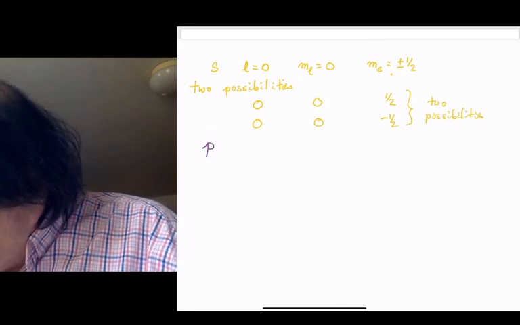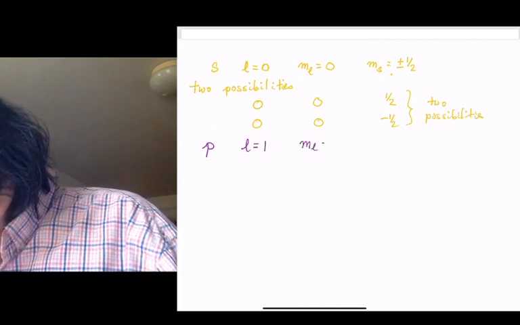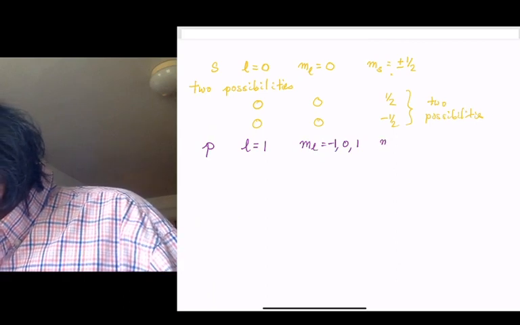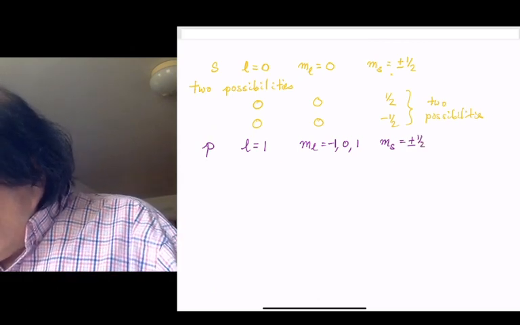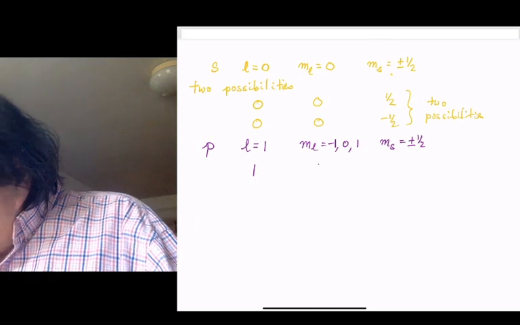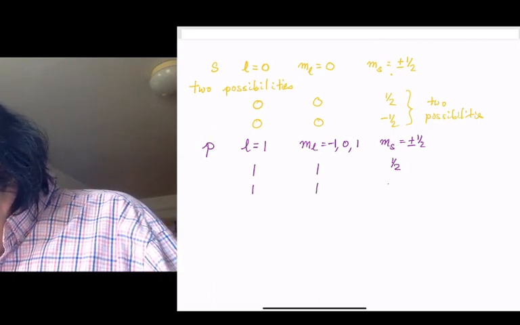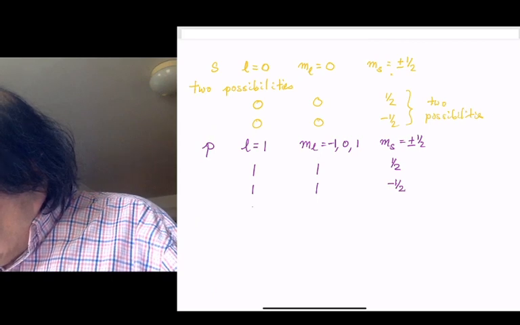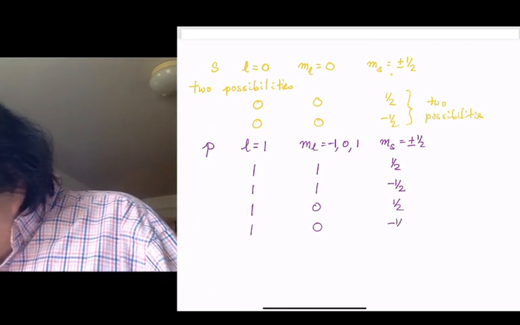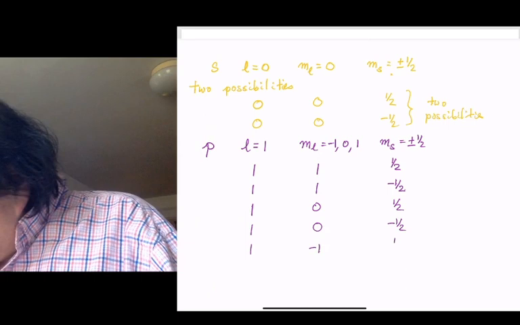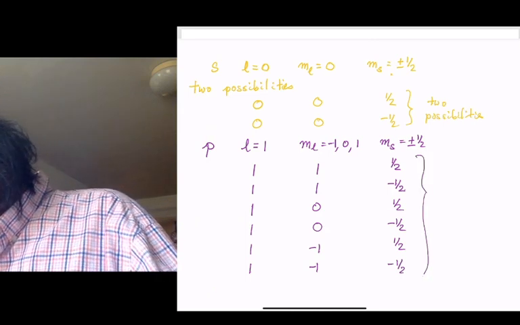Put into chat. P is L equals what? L equals 1. ML can be -1, 0, 1. MS can equal what? Put in chat. Plus and minus 1/2. And how many possibilities are there? Well, L could be 1, ML could be 1, and MS could be 1/2. L is 1, 1, minus 1/2. L is 1, 0, 1/2. 1, 0, minus 1/2. 1, -1, 1/2. 1, -1, minus 1/2. And that is 6 possibilities.